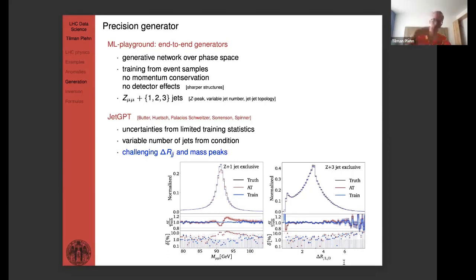So these new networks come up, and of course we're interested. Everybody talks about JetGPT, and of course you want to try them out on LHC events. So, yeah, we did, and that's the answer.